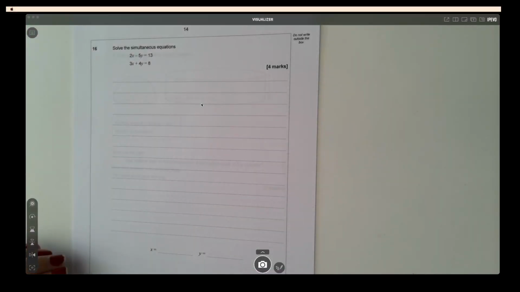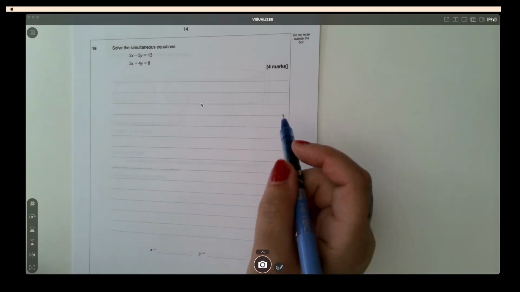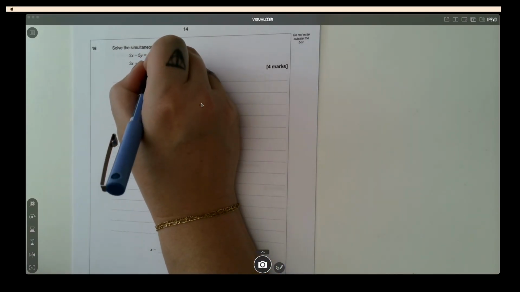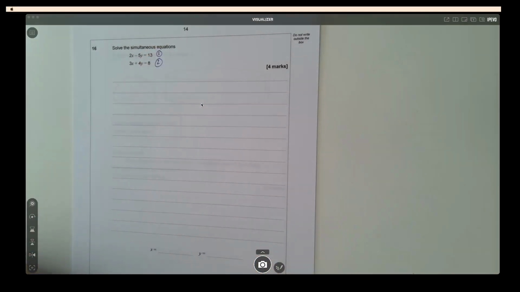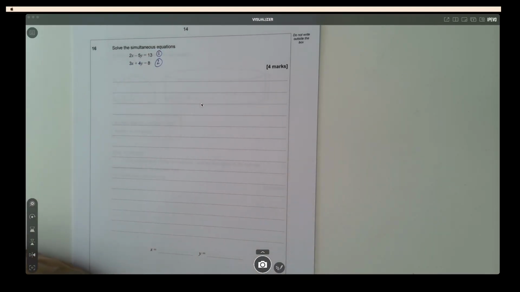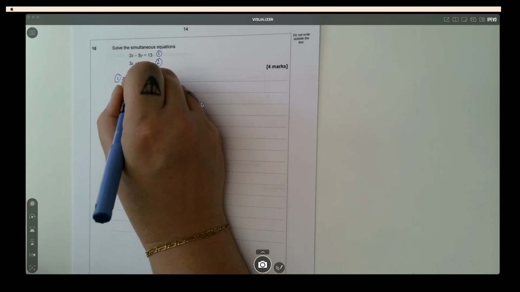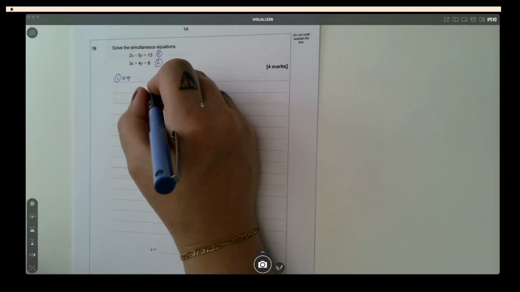Question 16. Solve the simultaneous equations. 2x subtract 5y equals 13. 3x add 4y equals 8. So let's call this equation 1 and equation 2. So I'm going to make the y terms of each equation equal in this instance. So I'm going to multiply equation 1 by 4 because that's the coefficient of y in the other equation.